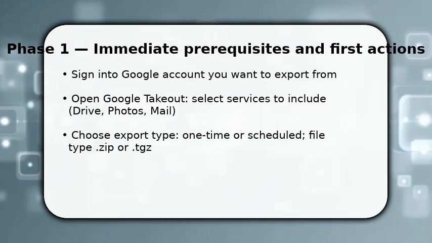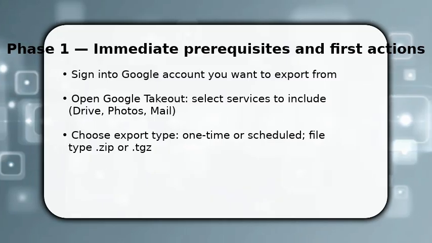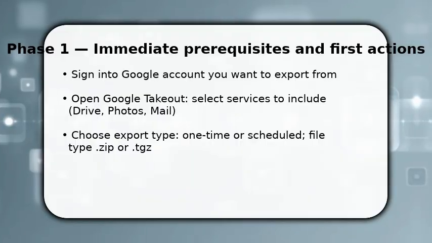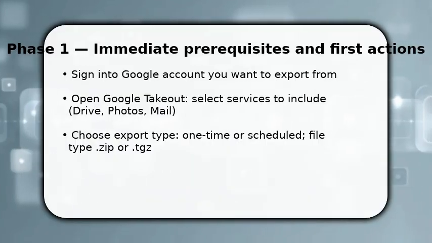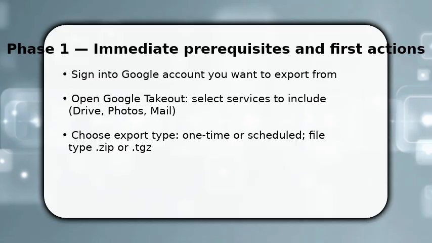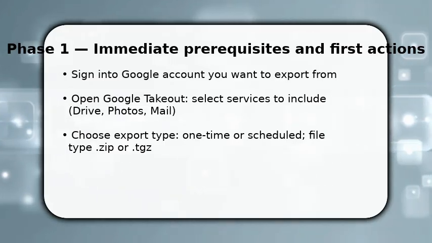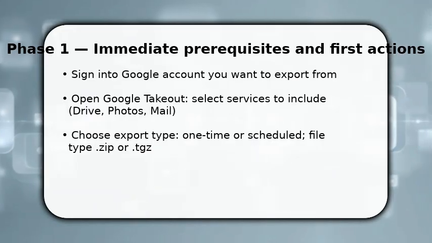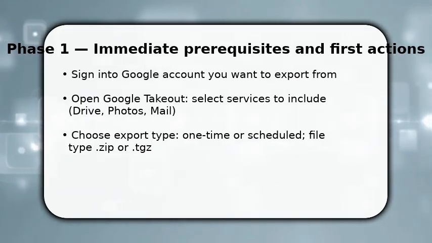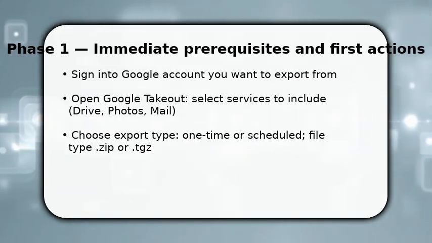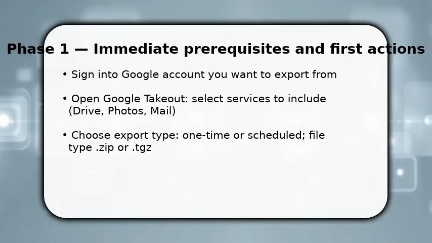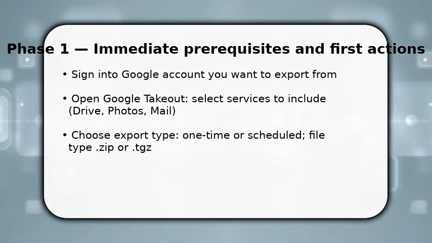You begin by signing into the specific Google account you want to export. Do not guess. Once signed in, open Google Takeout and immediately pick only the services you need: Drive, Photos, Mail, or Contacts. Make sure to exclude large services if you want a faster export. Next, select one-time export versus scheduled exports and pick file type: zip for compatibility or TGZ for large archives. This gets you moving quickly into creating the archive.